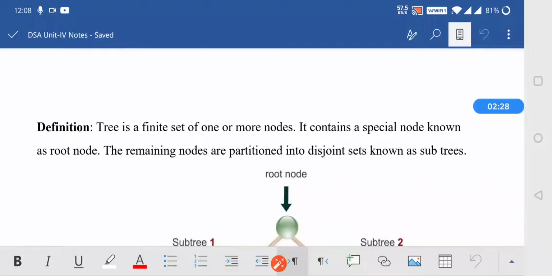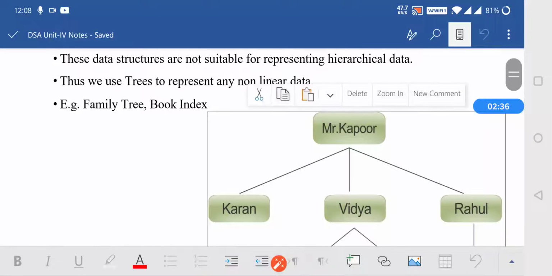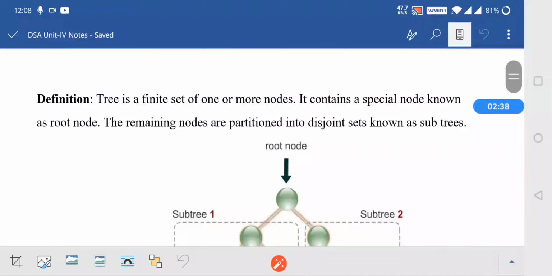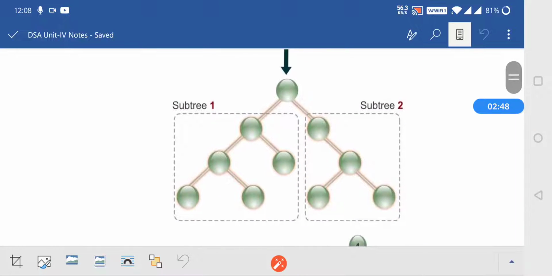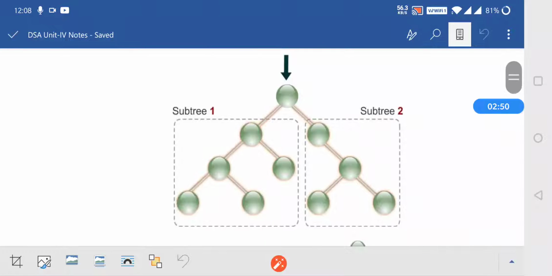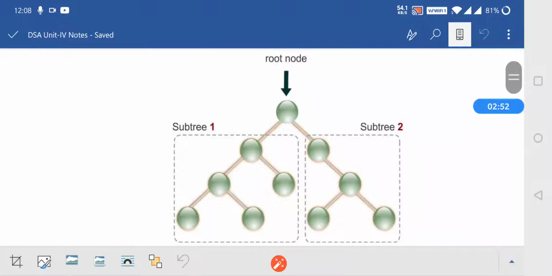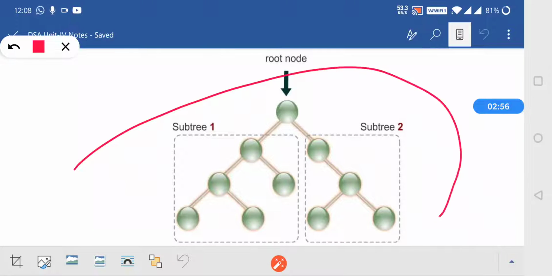So tree is a finite set of one or more nodes which contains the special node known as root node. Root node is this, Mr. Kapoor. So root node is the main node which is present at the topmost level, and the remaining nodes are partitioned into disjoint sets which are known as the subtrees. Now we can see the example over here. This is our root node.